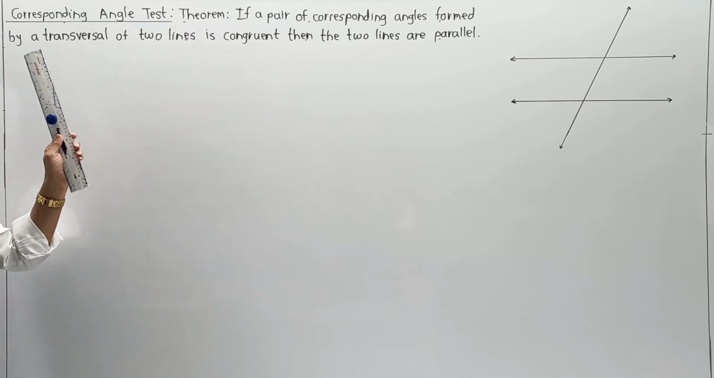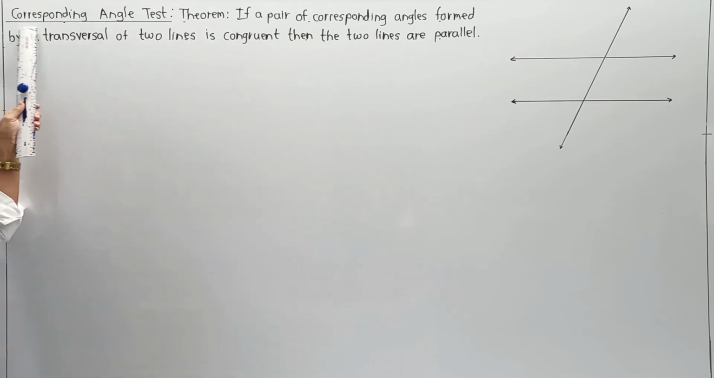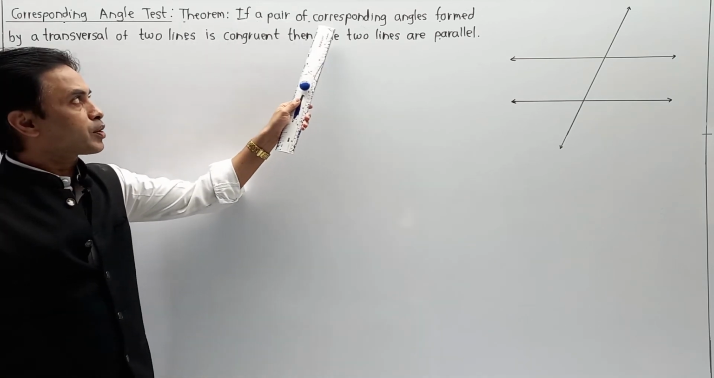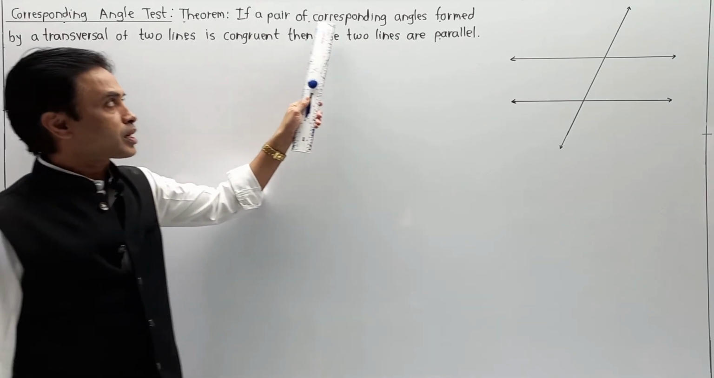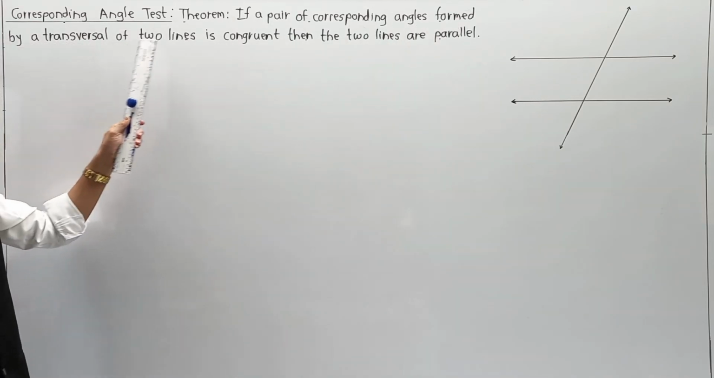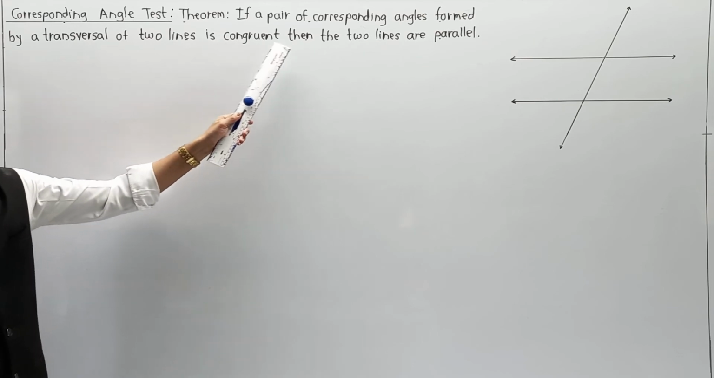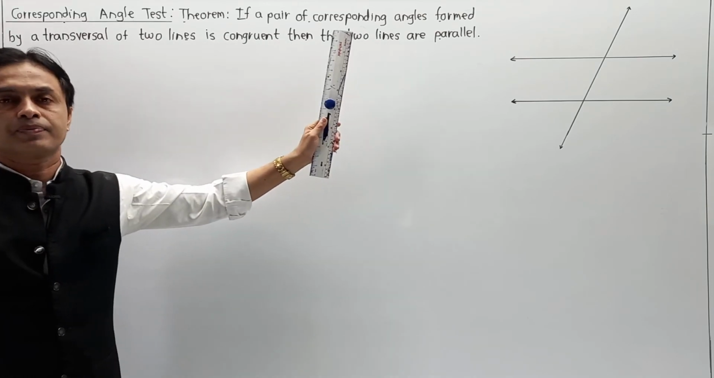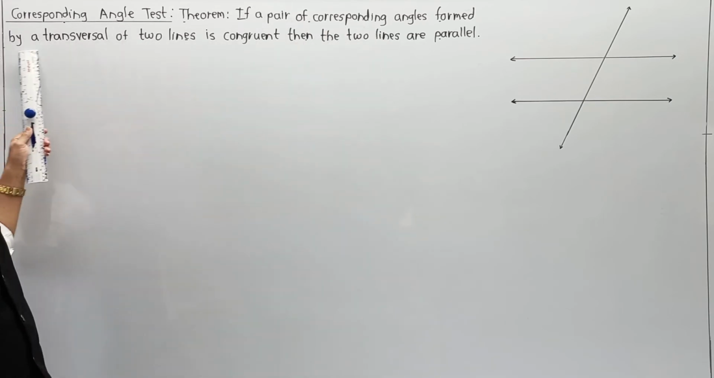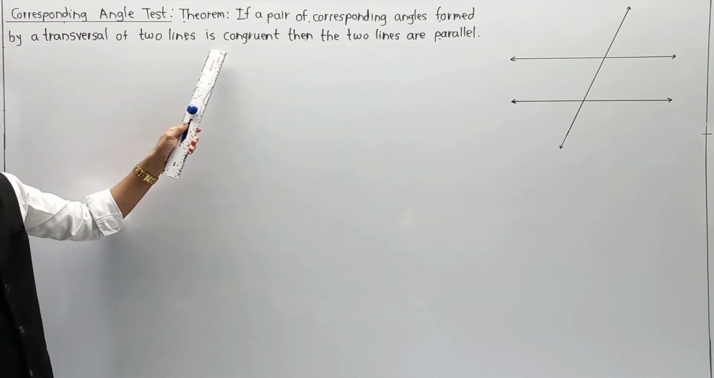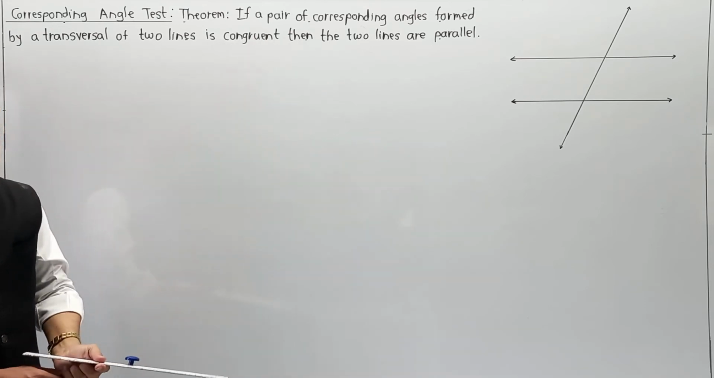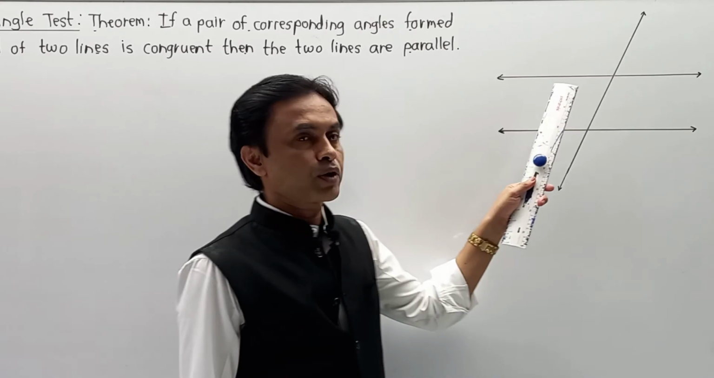Now what exactly is this theorem? Try to understand first. The corresponding angle test theorem states: if a pair of corresponding angles formed by a transversal of two lines is congruent, then the two lines are parallel. Once again, if a pair of corresponding angles formed by a transversal of two lines is congruent, then the lines are parallel. Here, let us say I have drawn one diagram.